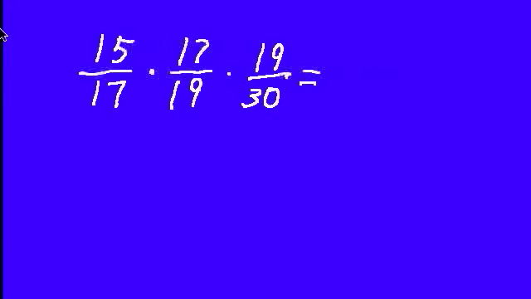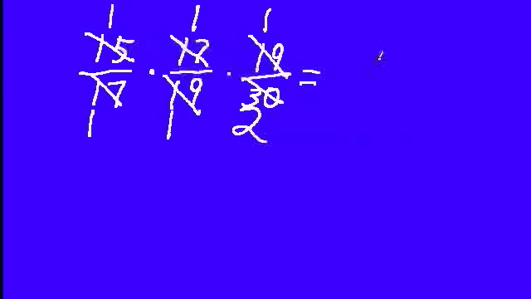Also, reducing up front saves you from really complicated reducing at the end. So if you had to multiply these across, you'd have a horrendous number. But here, if you saw that, you could cancel out that 17 with that 17, that 19 with that 19, and then dividing top and bottom by 15. You save a lot of work.